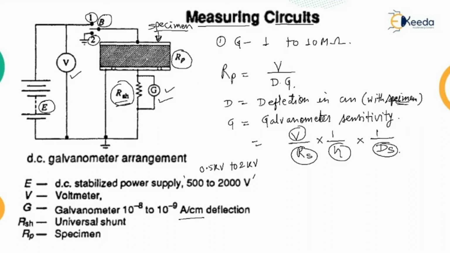This end is also connected to ground. The voltmeter end is also connected to ground. So the voltmeter basically does the voltage measurement. This galvanometer does the measurement of the specimen, right? So this gives the sensitivity, which is noted here.